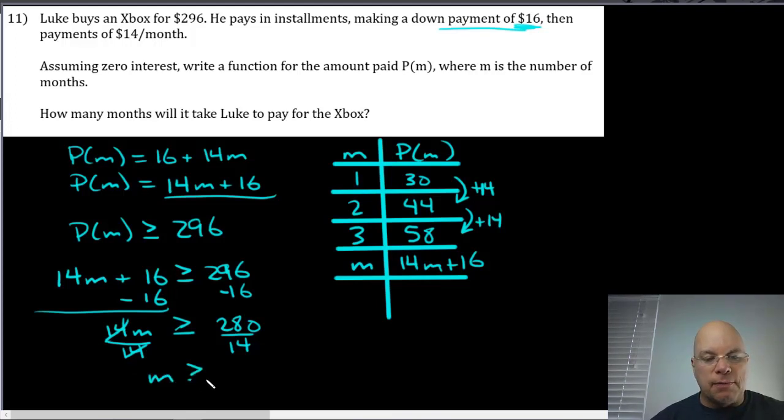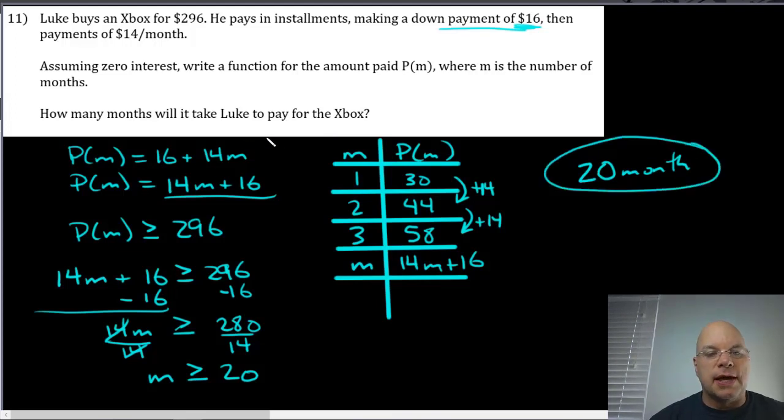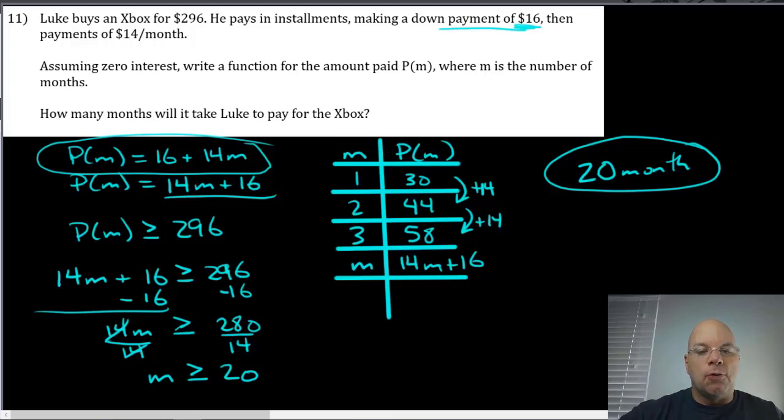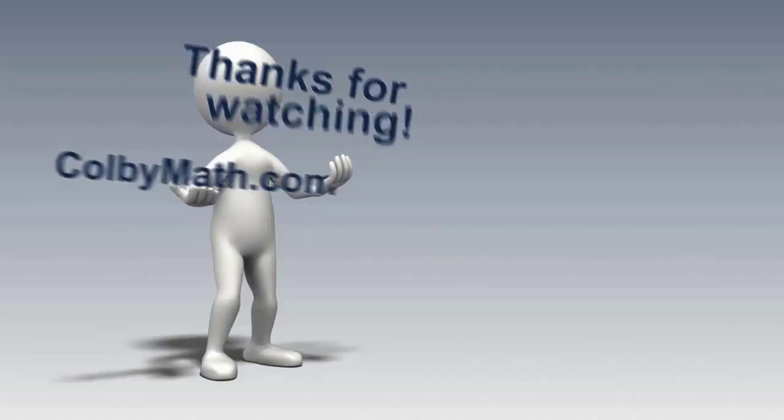M, the number of months, must be greater than or equal to, this comes out to a whole number, actually, 20. So he's paid for the Xbox after 20 months, or any number of payments greater than 20 months. Really, at 20 months he will have paid off the Xbox exactly. So the number of months it takes for Luke to pay the Xbox is 20 months. That's the answer to the second question. The answer to the first question is this equation, this function. Okay, I hope that helped with homework.